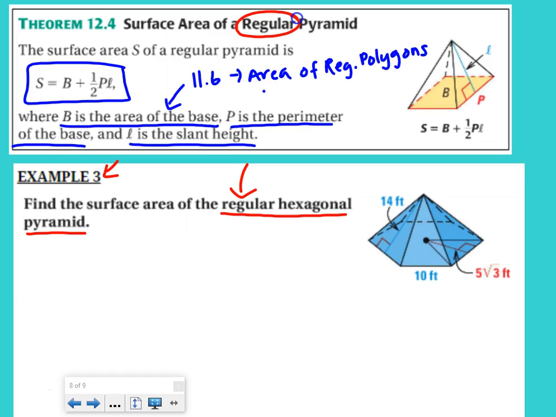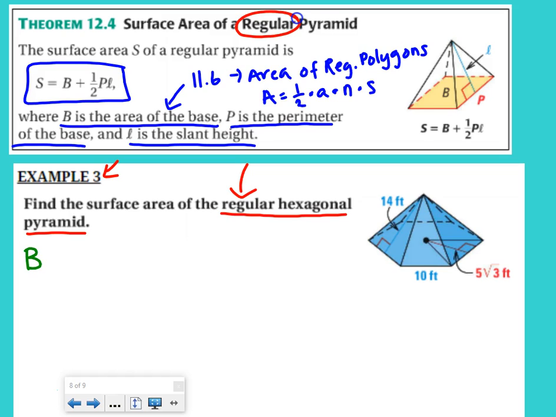And if you remember, that formula is equal to 1/2 times A, the apothem, times the perimeter, which is the number of sides times the side length. So we are going to have to go back and use that formula.